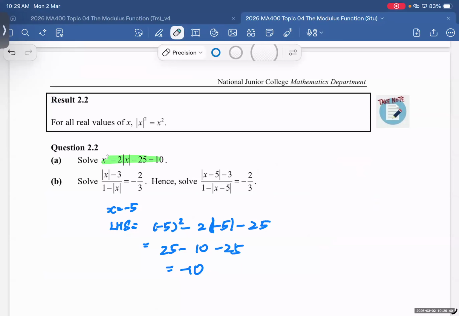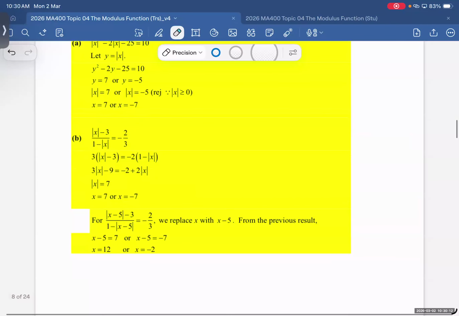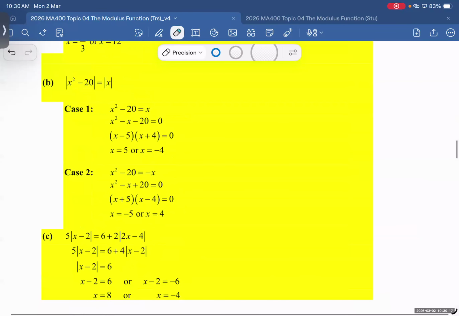Only this part of the answer. How come only this part of the answer is rejected? Which one? So you find your answer, -5. Maybe because of this one. Wait, let me see. Yeah, both are accepted. Sorry.